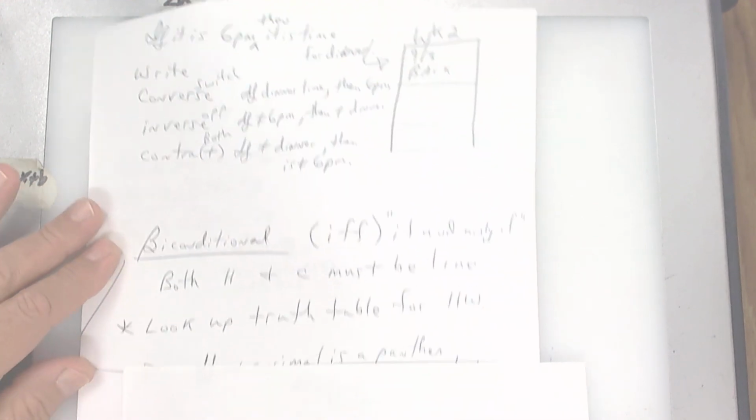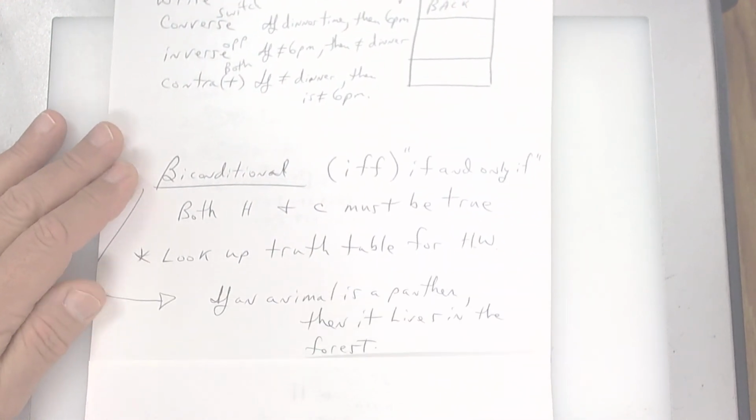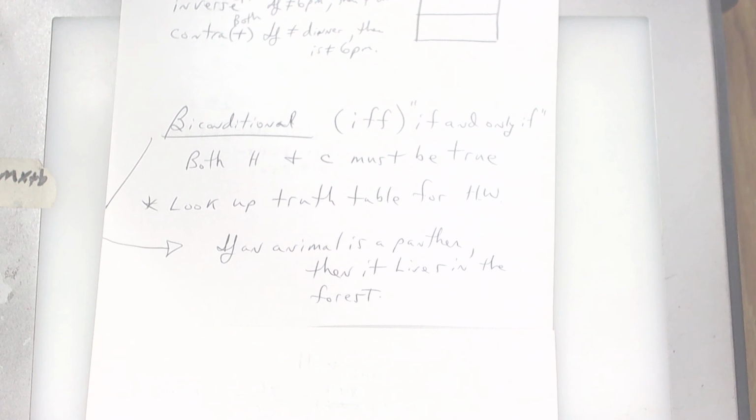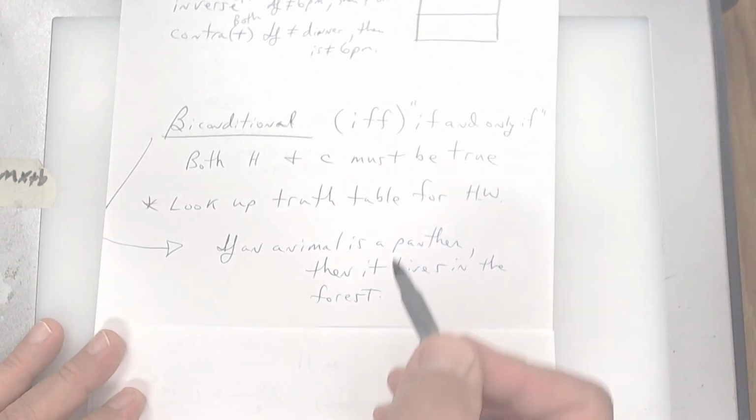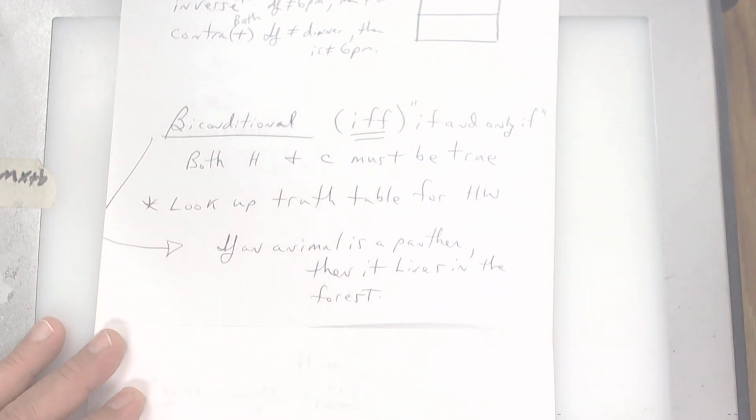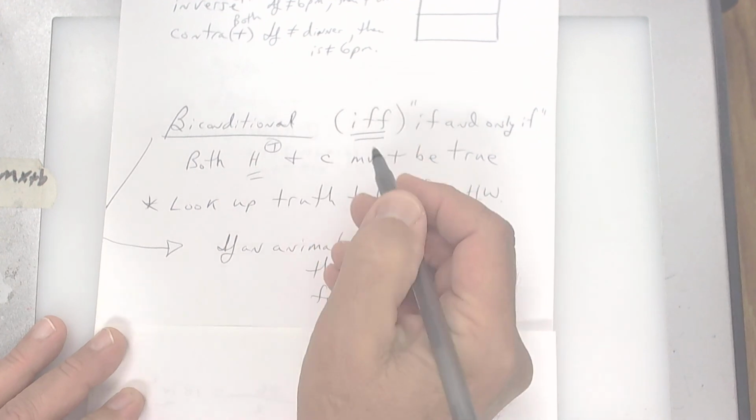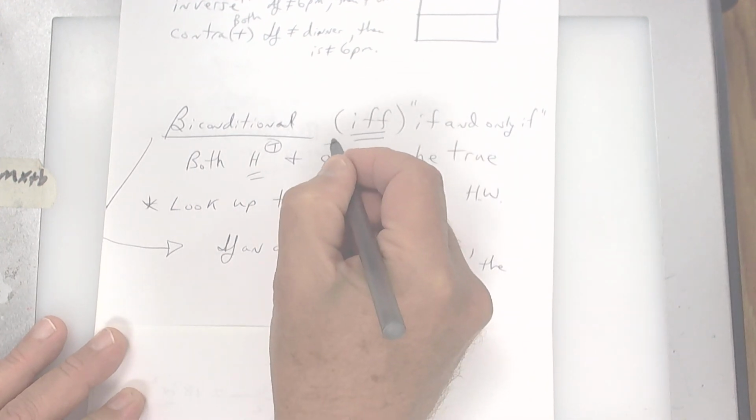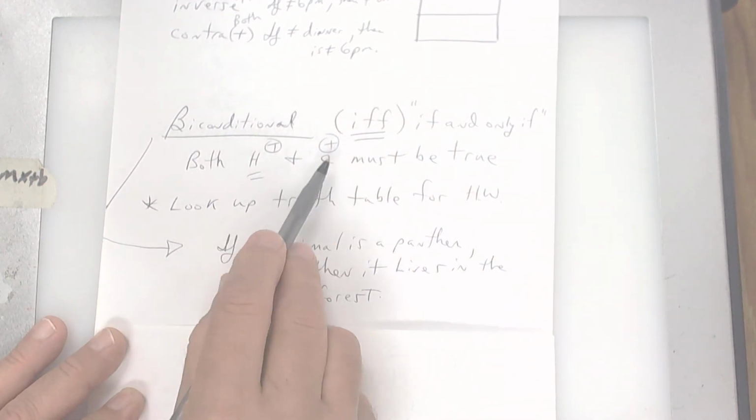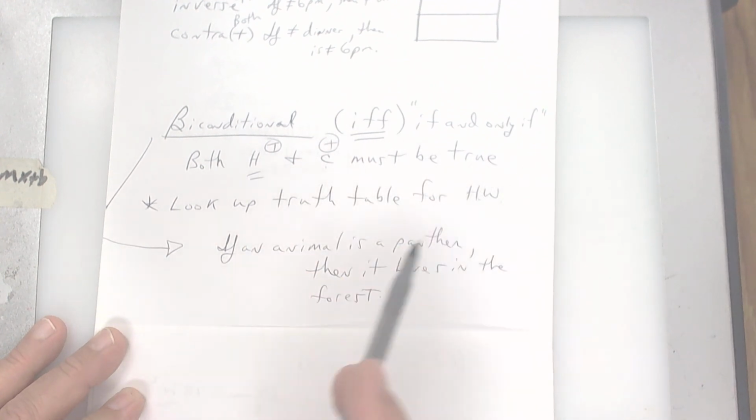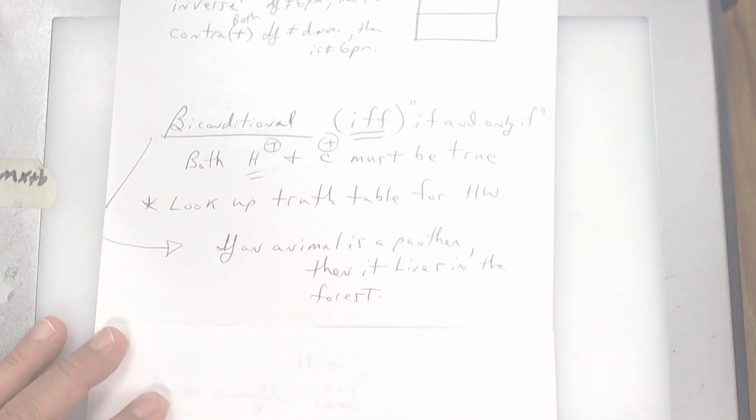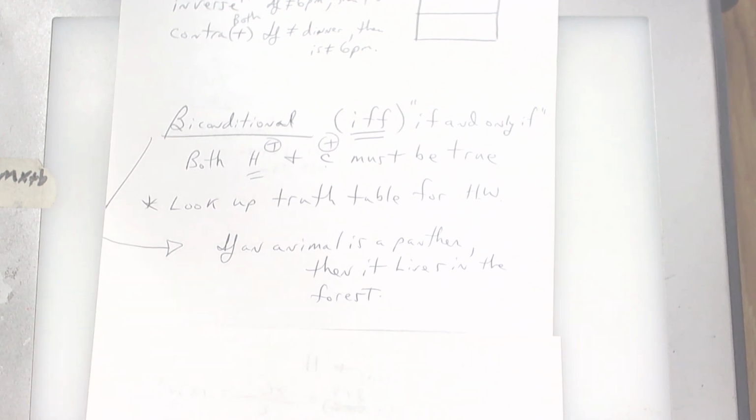All right, I wanted to talk about biconditional. So copy this down. A biconditional uses something called if and only if. And that means the hypothesis has to be true and the conclusion has to be true. Both the hypothesis and conclusion must be true. Tonight I want you to go online and look up truth table and watch a video online with that.